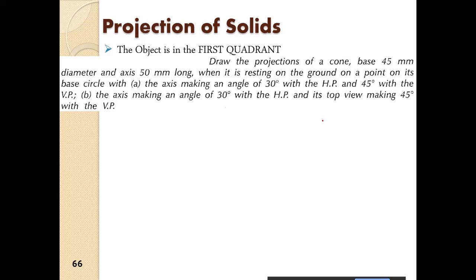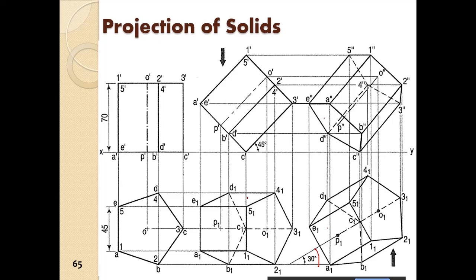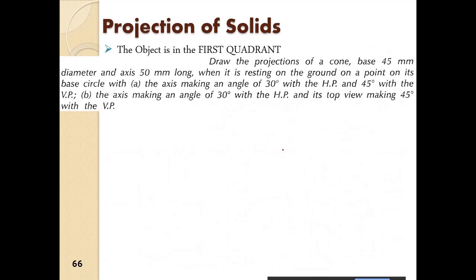Draw the projections of a cone, base 45 mm diameter, axis 50 mm long, when it is resting on the ground on a point on its base circle with the axis making an angle 30 degree with the HP and 45 degree to the VP. The axis making an angle 30 degree with the VP, and its top view making an angle 45 degree with the VP. So same thing over here. Like here also we have explained.